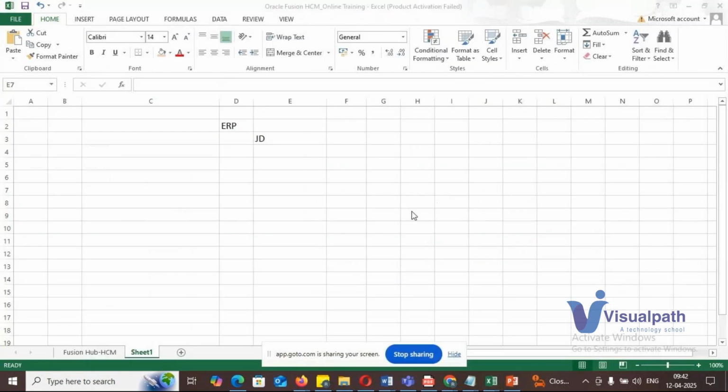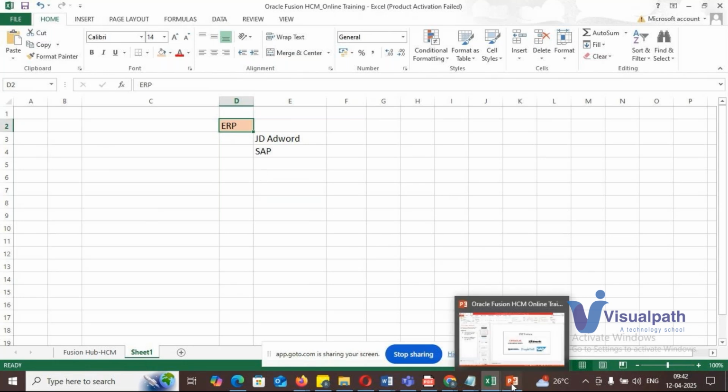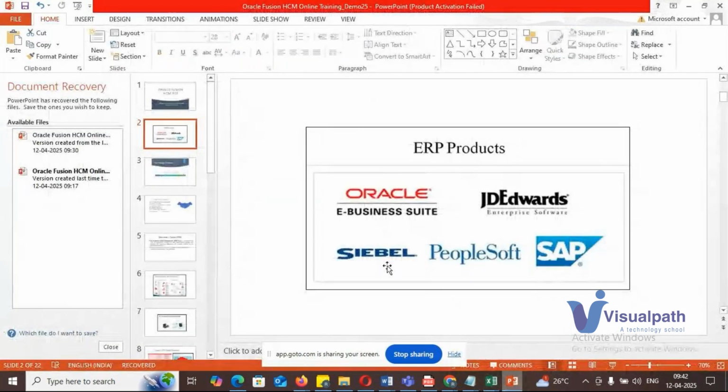If I talk about the market industry, JD Edwards is one of the ERPs. SAP is also another product. These are the competitors in the market, and this is the ERP system basically. So we will work on the ERP system. Siebel and PeopleSoft are also ERP systems.